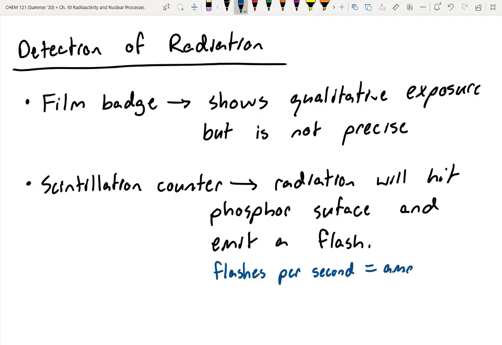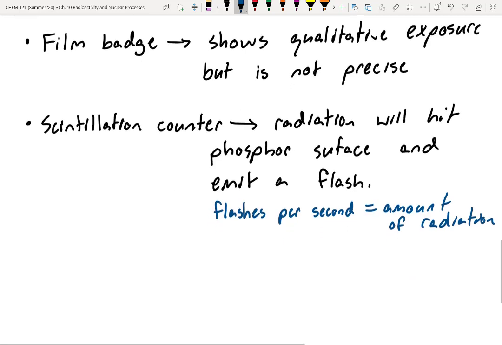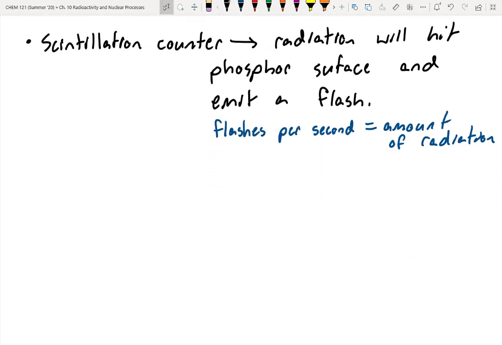As an amount of radiation, right? So if you're getting a ton of flashes, that means you're being exposed to a lot of radiation. If you're getting only a handful of flashes, that means you're not being exposed to very much.